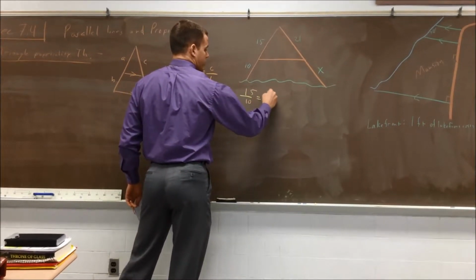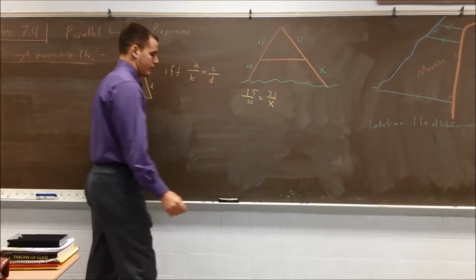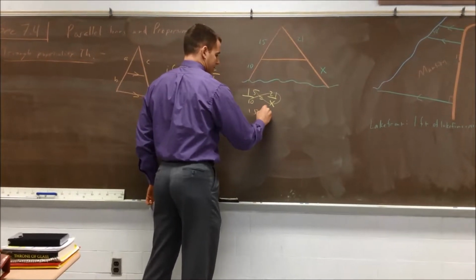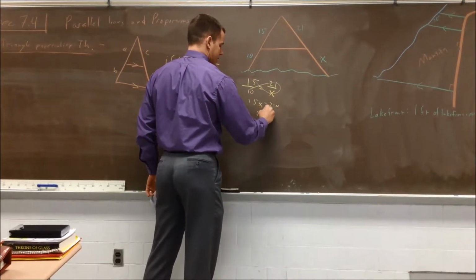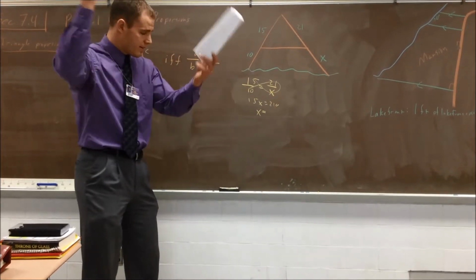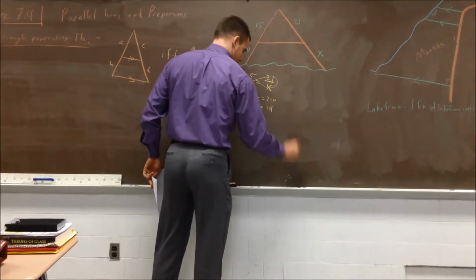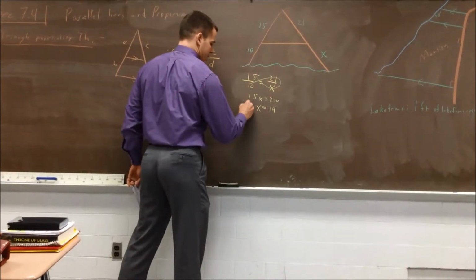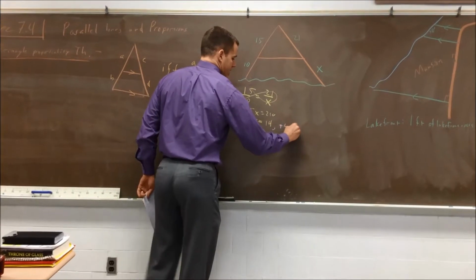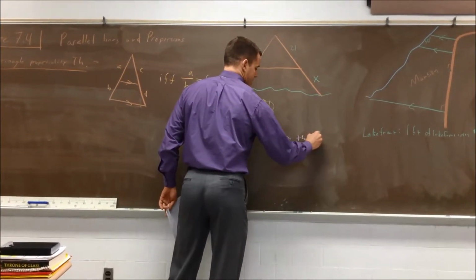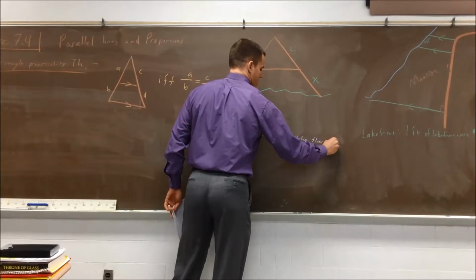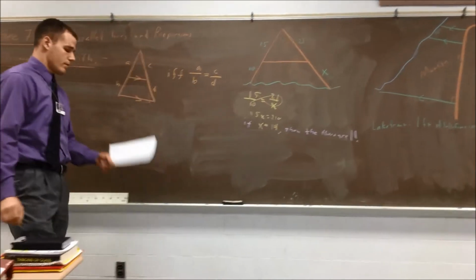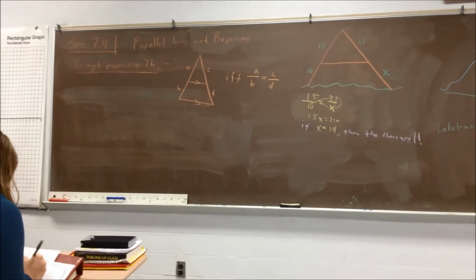Over 10 is equal to 21 over x. X is equal to 210, so x has to equal what? Everybody, 1, 2, 3. 14, correct. If x equals 14, then the floors are parallel. So that's the triangle proportionality theorem.